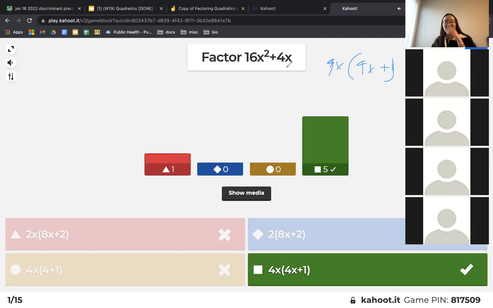So for this, you can see if we multiply it back together, we get 16x squared plus 4x, because 4x times 4x is 16x squared. And then 4x times 1, using the distributive property, is just 4x. So factoring is all about just recognizing the greatest common factor, taking it out, and then doing some division.